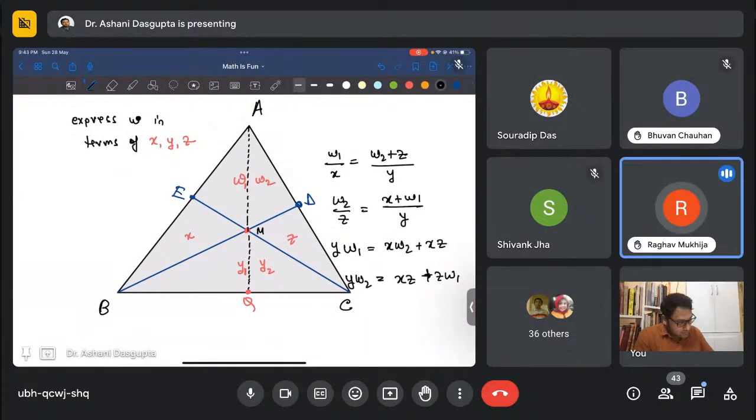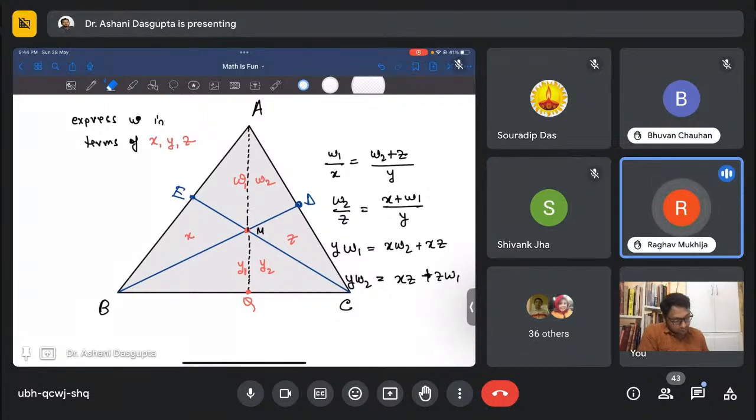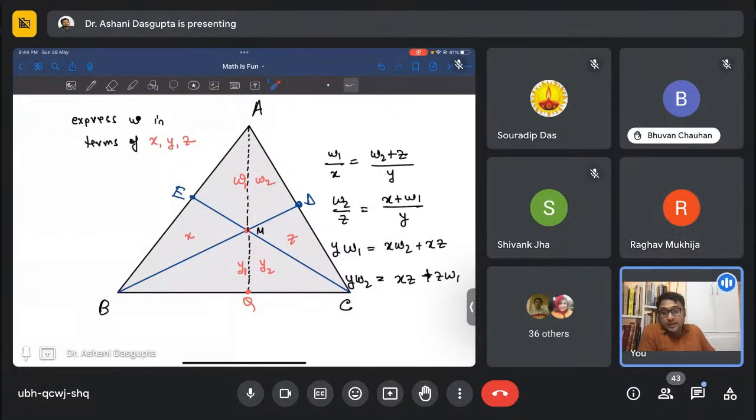Sir, I have an idea, but I don't know if it will work. Okay. What is your idea? Sir, if we connect ED and then label W1, W2 above and below, thus creating two similar triangles AED and ABC. It will be very hard to create similar triangles because even if you join ED, it's not necessary that AED is similar to ABC because we don't know whether they're parallel to each other. Oh yeah. So, Bhuvan, what is your idea?